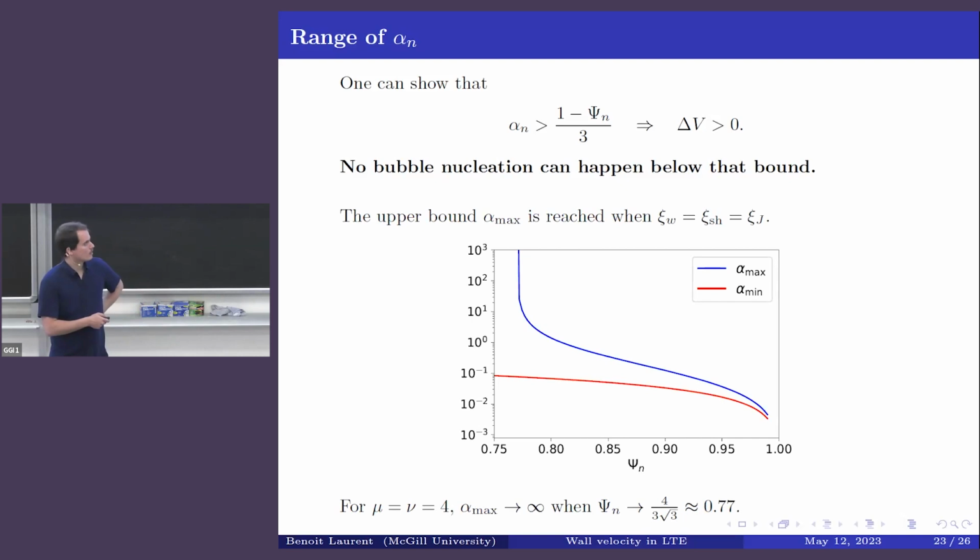And yes, like I mentioned before, we also have a maximum value of alpha, which is reached when we are at the top of this pressure peak. But actually, as we see here, this maximum value of alpha diverges at a value of psi of 0.77. And so, like I said, this is very interesting if we want to do baryogenesis or stuff like that.